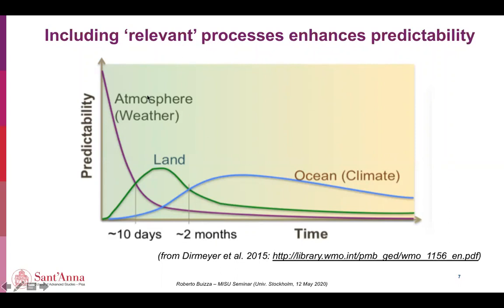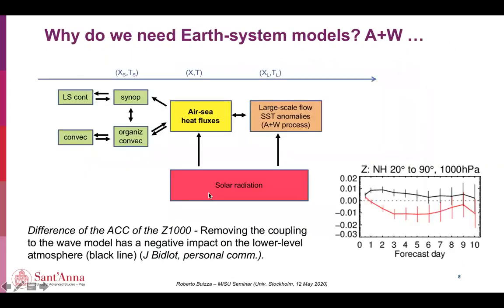Okay, so why are we including more processes in our models? Because if we want to extend the validity of our forecast, and if we want to improve the simulation of our forecast, we need to have all these processes in our systems. And I'm showing here 3 examples of the impact of coupling different components in our system. Again, the results are from my former colleagues at the European Center.